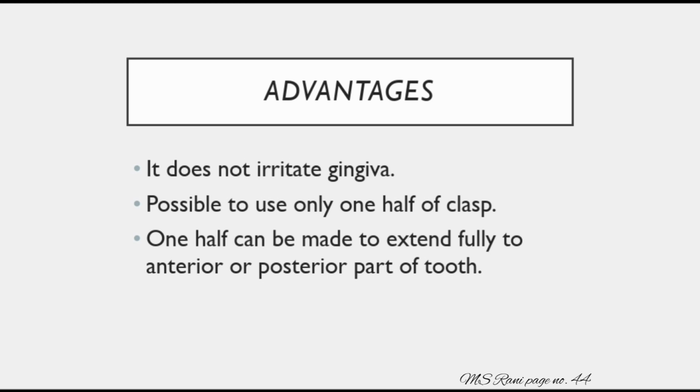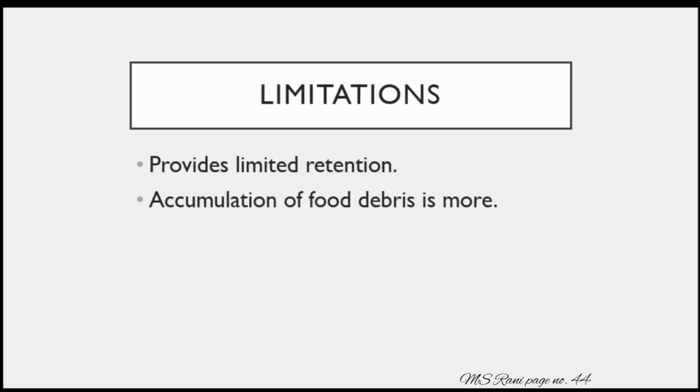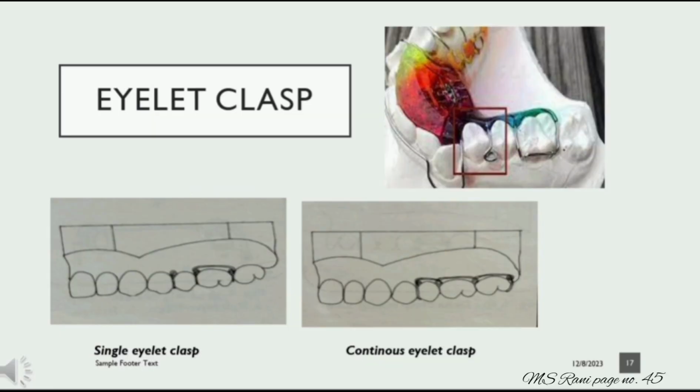Now, what about the limitations? First, it provides limited retention and accumulation of food debris is also more in this case. The second one is now the eyelet clasp. Basic armamentarium is the same. We will be using 21 gauge stainless steel wire.